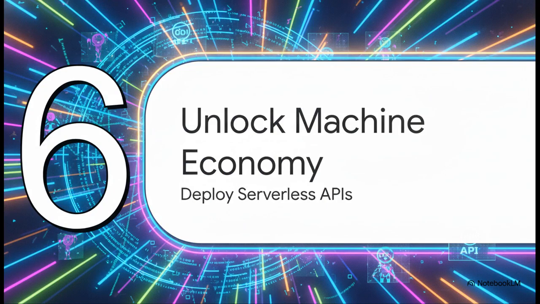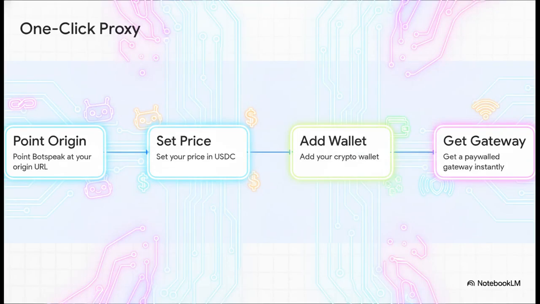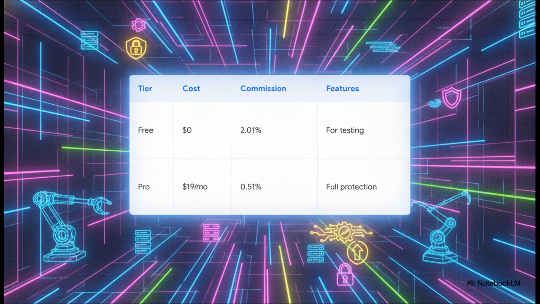Section 6. Unlock the machine economy. Okay, the absolute best part about all of this: deploying this serverless salvation takes zero complex engineering on your part. You can literally deploy Option 1 in seconds. Just point Botspeak at your origin URL, set your price in USDC, plug in your crypto wallet, and boom, you have an instant, fully protected paywall. Agents see a clean 402 response, pay via Coinbase, and get their result. It is incredibly frictionless. And the barrier to entry is basically non-existent.